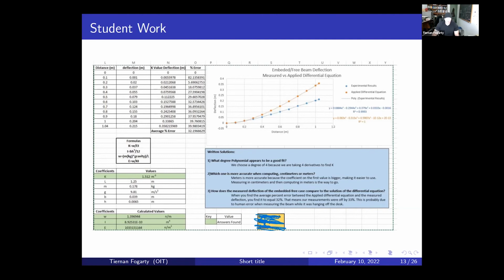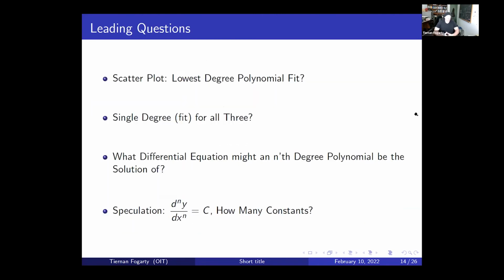They start thinking about, why is this kind of curve? And then I do give them some, I guess you'd call leading questions. It turns out, at least the times I've done it, the best fit curve is either fourth order or sixth order. I still haven't really figured out the sixth order. But I asked them to think about, well, if there's a lower order, it's probably better to start with that. And is there a single degree fit that works for all three? And the fourth order definitely fits all three.